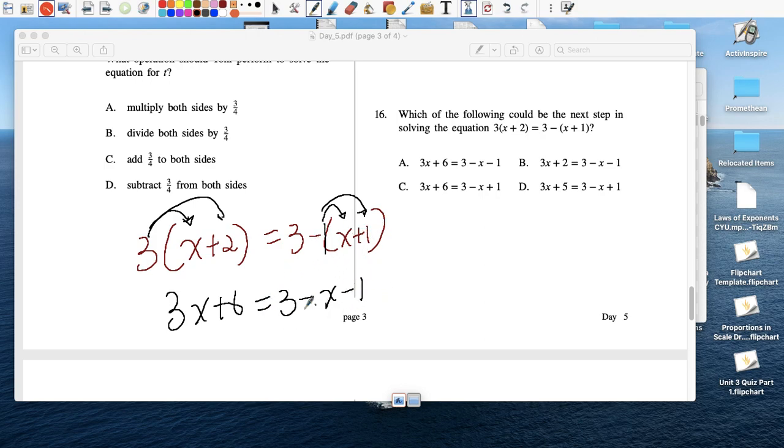Is there anything that looks like that? 3x plus 6. B and D don't have 3x plus 6, so automatically throw those away. Now, on the right side, one of them has 3 minus x minus 1, and the other one has 3 minus x plus 1. And we know that that's incorrect. That's the correct answer.